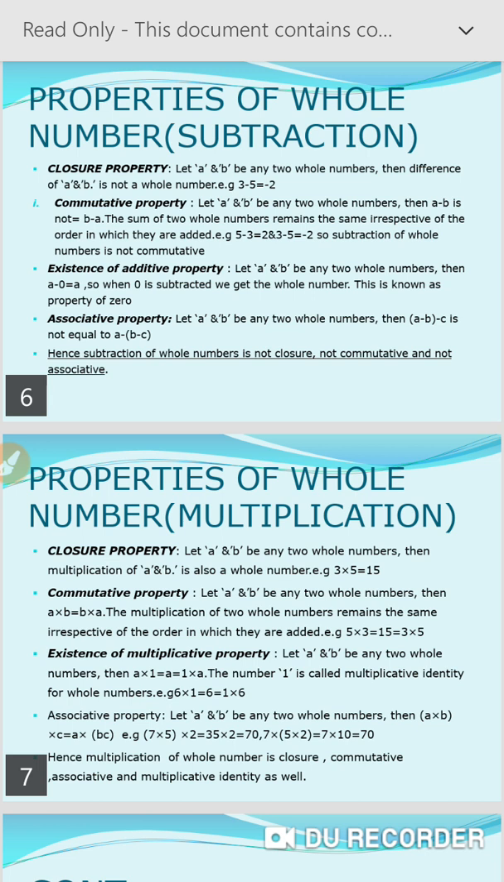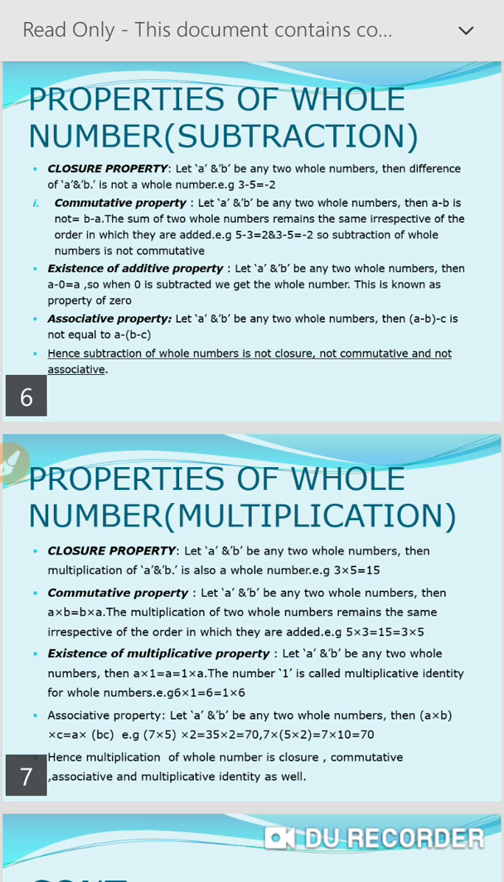Next is the commutative property. What the commutative property says is that you can subtract the numbers in any order. In case of subtraction, you will not get the same answer. That means subtraction of whole numbers is not commutative. Subtraction of whole numbers is also not closed. 5 minus 3 is equal to 2 and 3 minus 5 is equal to minus 2.